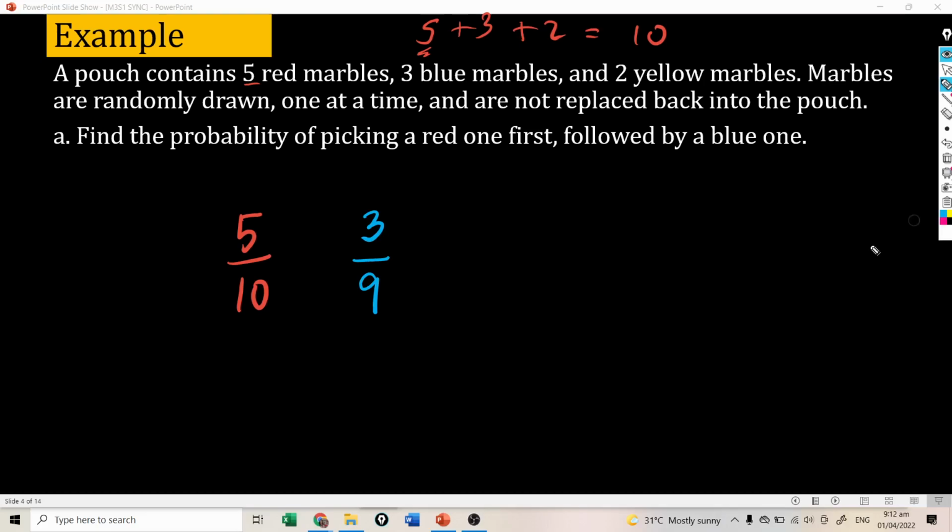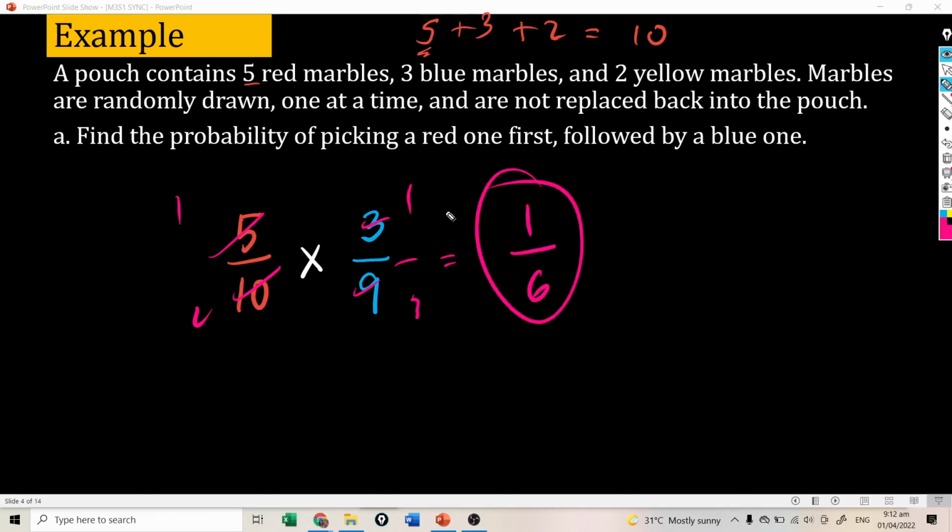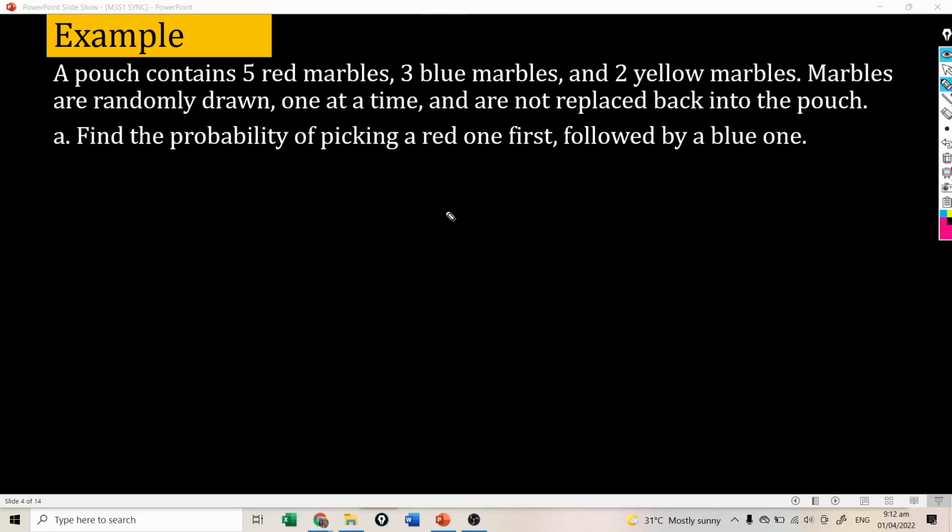That's my hint. And that's the product of these two fractions. Of course, you can simplify these fractions before you execute the operation. There's going to be 1/2 here. There's going to be 1/3 there. So you have 1 out of 6. The probability of picking a red one followed by a blue one is 1 over 6. O, diba? Dali lang. Right. Next.